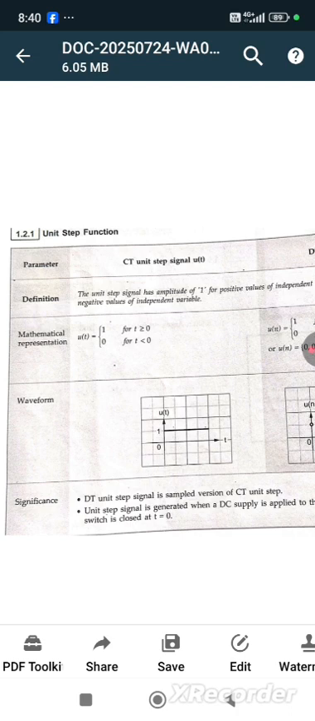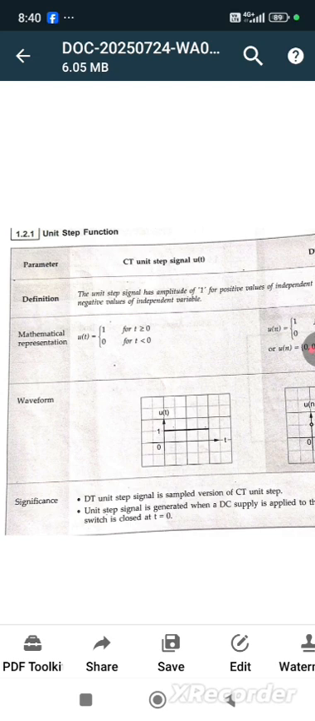What is a signal? A signal is a function of time. We can say signal is a function of time, that is, it varies with respect to time. A function of one or more independent variables which contain some information is called a signal. For example, electric voltage or current, radio signals, TV signals, computer signals, ECG signals, mobile signals, everything comes under signals.